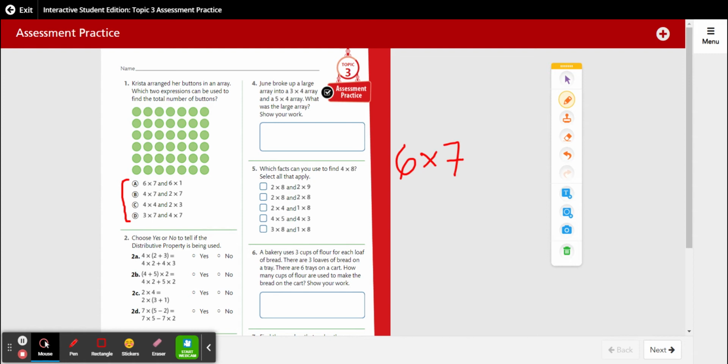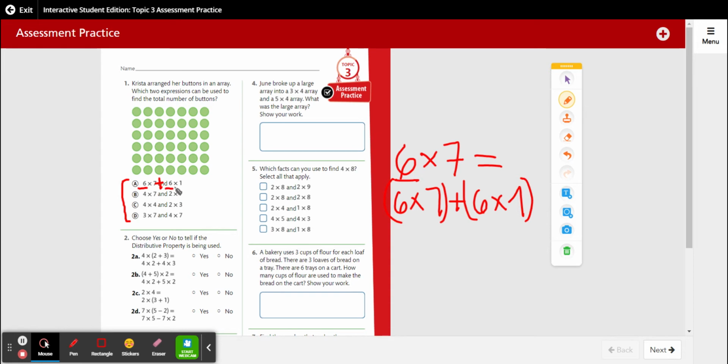So what you should do is look at this as a plus sign and think about the distributive property. That's really what this problem is asking you to do, is use the distributive property. So does it work? Does 6 times 7 equal 6 times 7 plus 6 times 1? No, it doesn't.